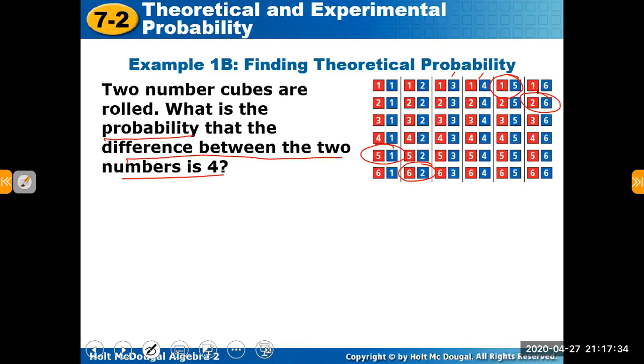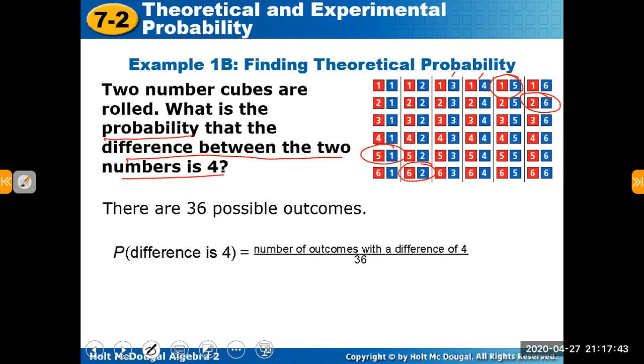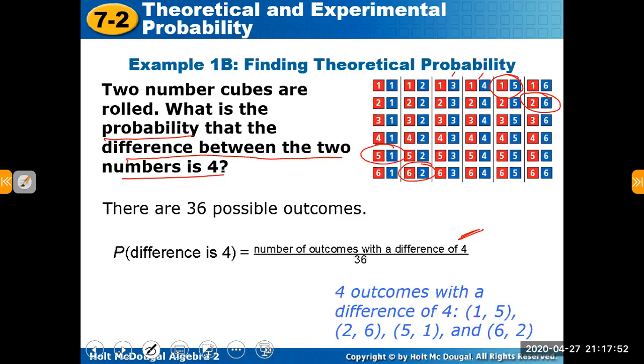4 favorable outcomes. How many total outcomes do we have? 36. So the probability that the difference is 4 is the number of outcomes with a difference of 4 divided by 36. We have 4 outcomes: 1,5, 2,6, 5,1, 6,2. These are our favorable outcomes. So we have 4 out of 36, which if we simplify, we get 1 over 9.